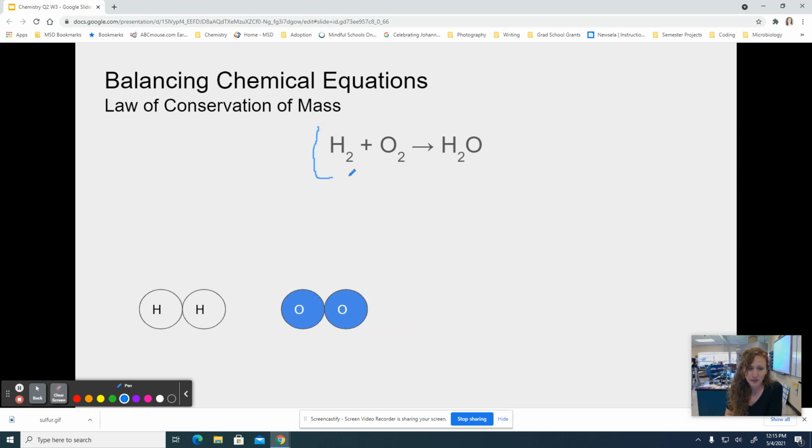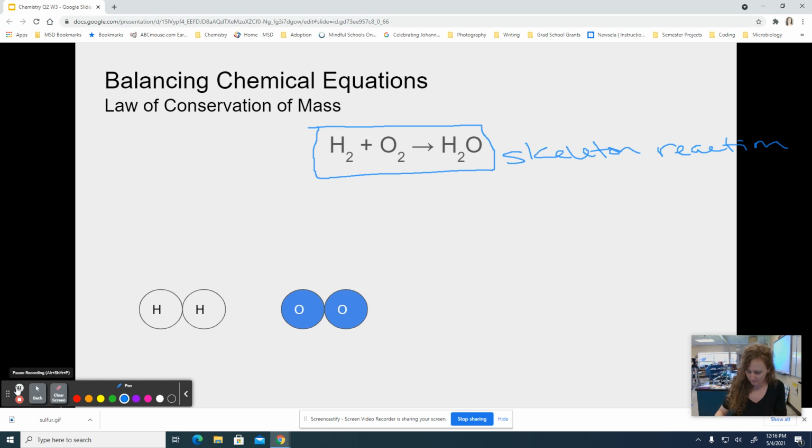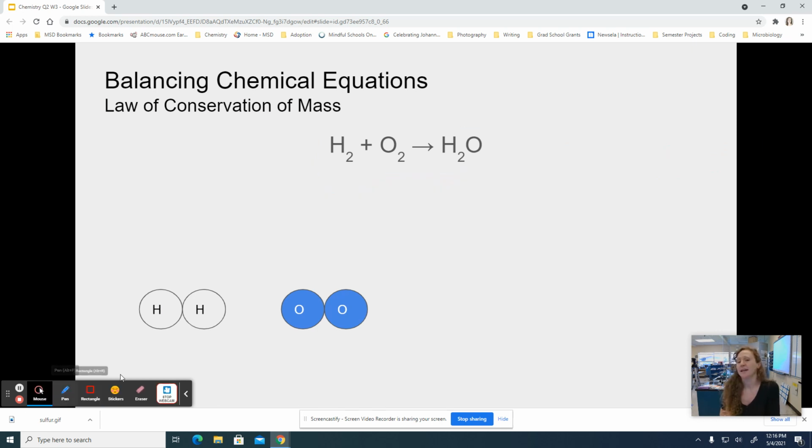Now, this is a chemical reaction, and this is actually how we've been writing them until now. A chemical reaction that's unbalanced is called a skeleton reaction. Okay, it has reactants, it has products, it has all the necessary components, but it's unbalanced. There's more mass on one side of the equation than there is on the other. So we are going to talk through how to balance equations today.